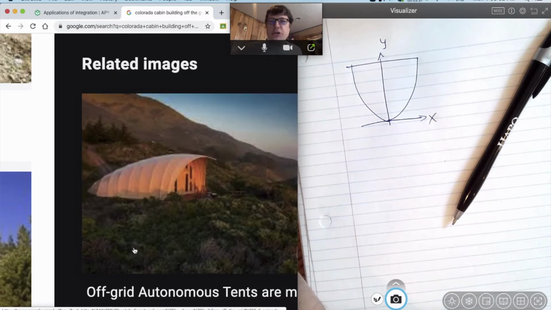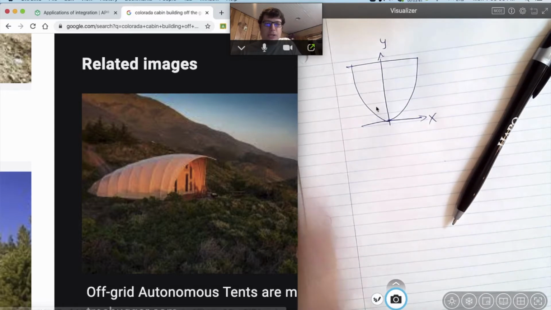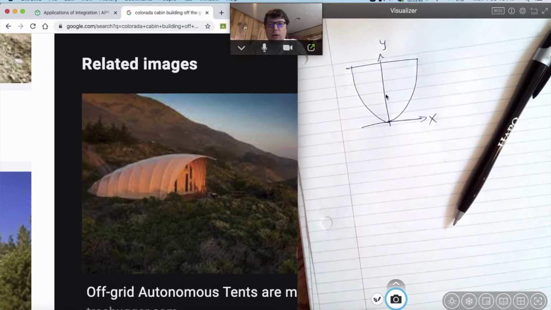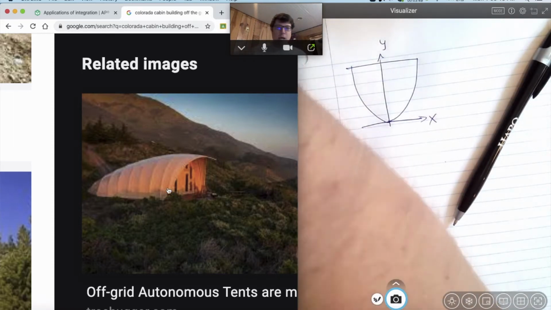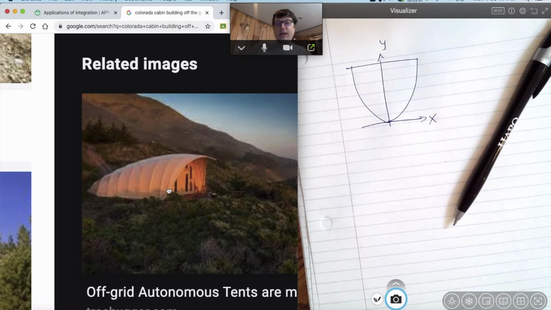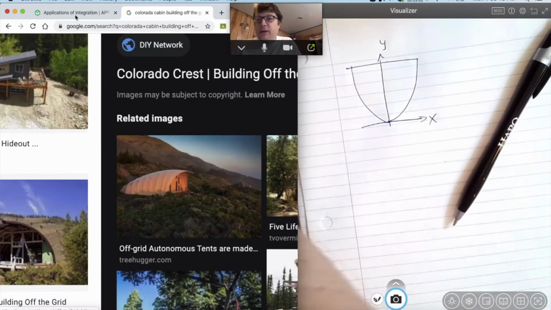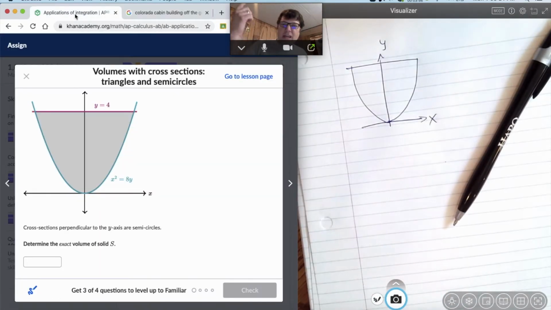We're making a structure kind of like that with this. I'm pointing at my screen, you can't see it, with this shape as the ground floor. Isn't that cool though? Building Off the Grid, Colorado Cabin. I don't know, people that have way more money than I ever have the chance to make in my life decided, yeah, that tent thing, put it on the hill.